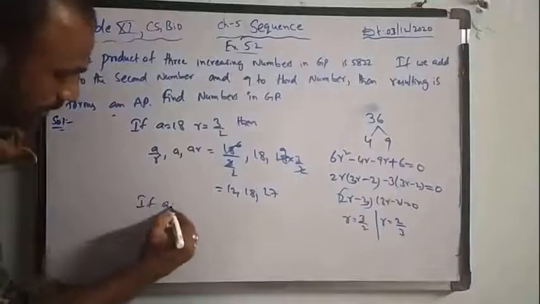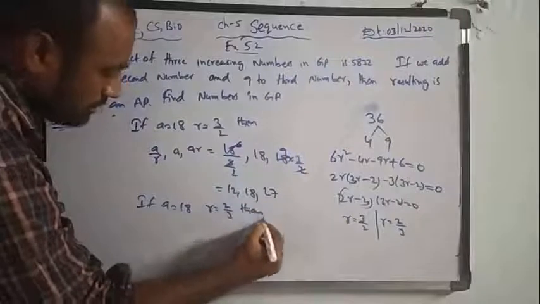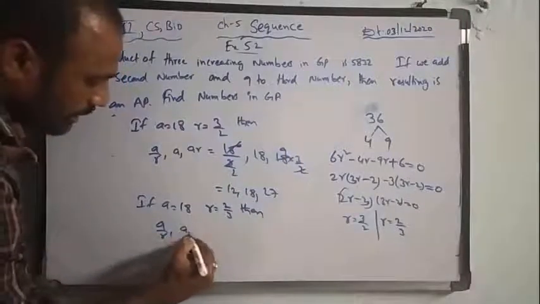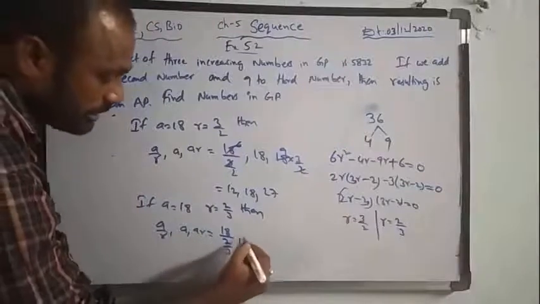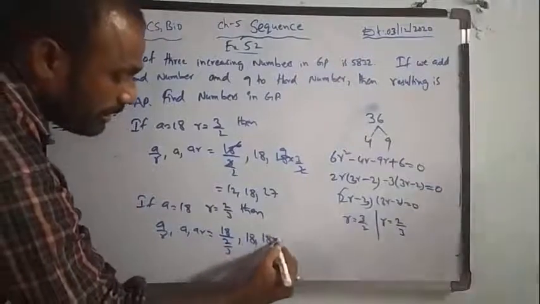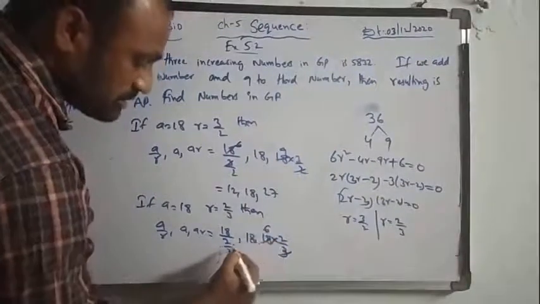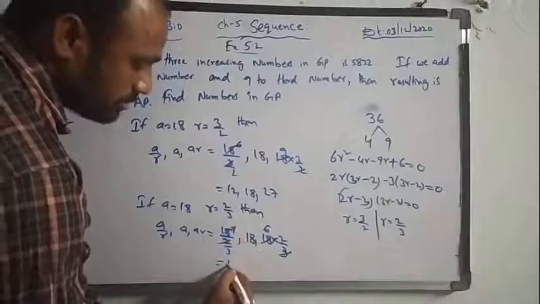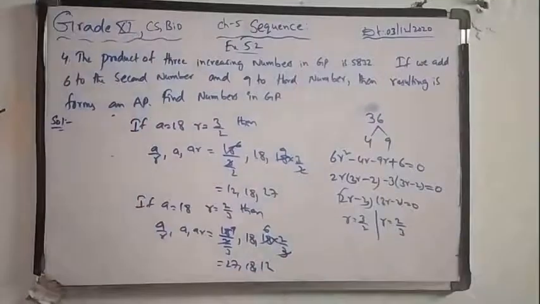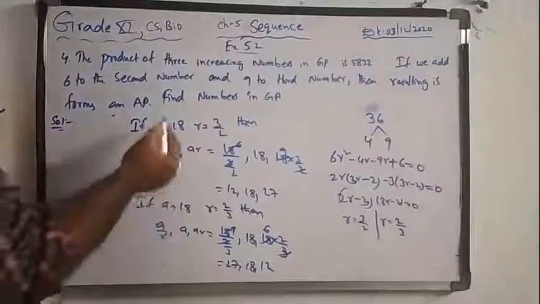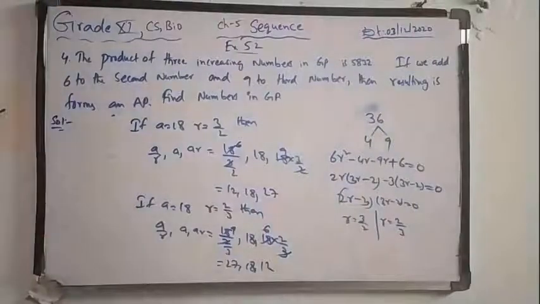Next, if a is equal to 18 and r is equal to 2 by 3, then a by r, a, ar is 18 by 2 by 3, comma 18, comma 18 into 2 by 3. So 27, comma 18, comma 12. So these are the two series. Either the numbers in GP can be found as 12, 18, 27 or 27, 18, 12.